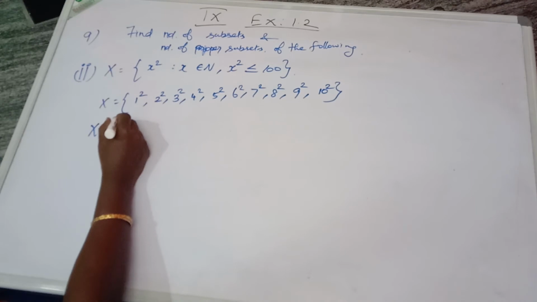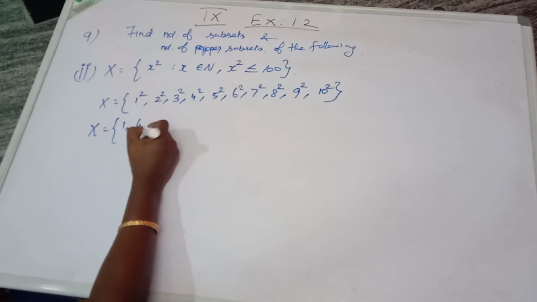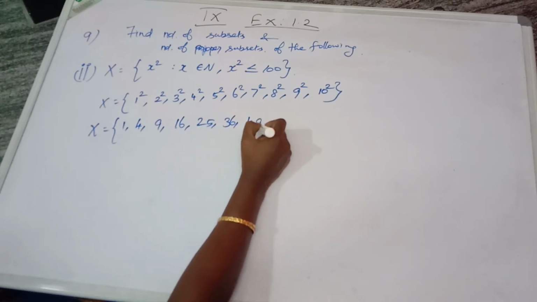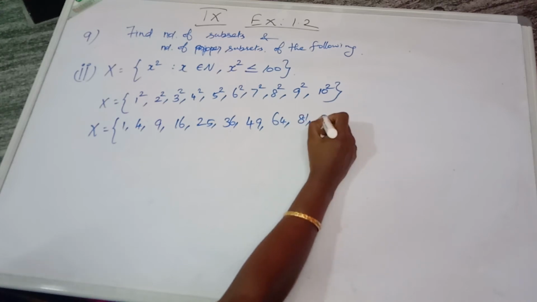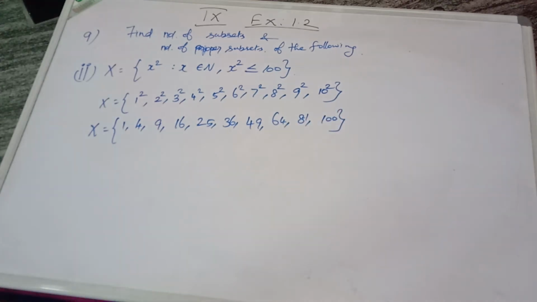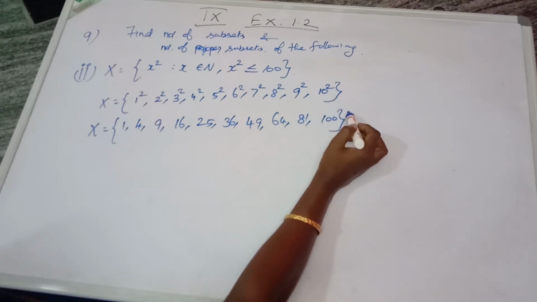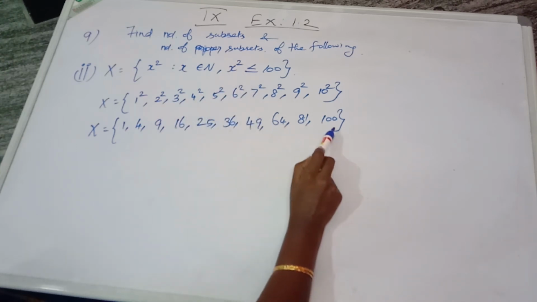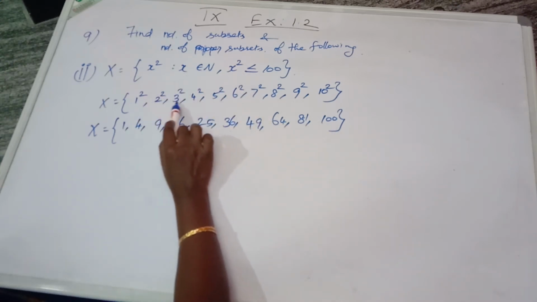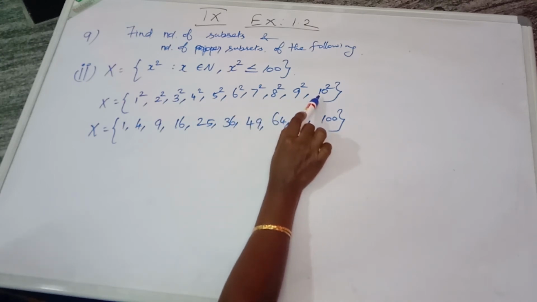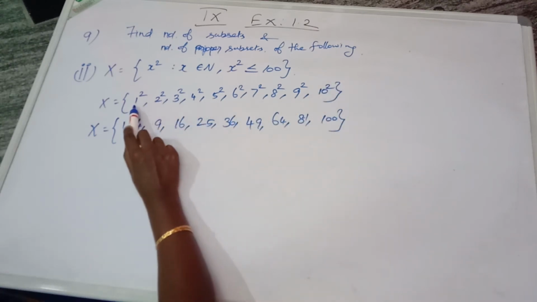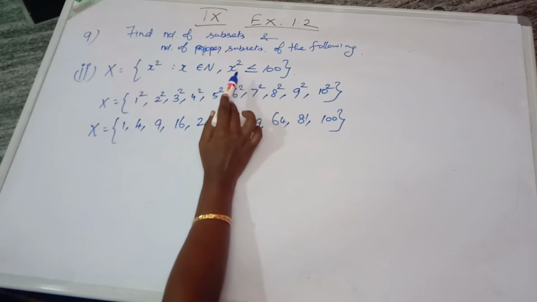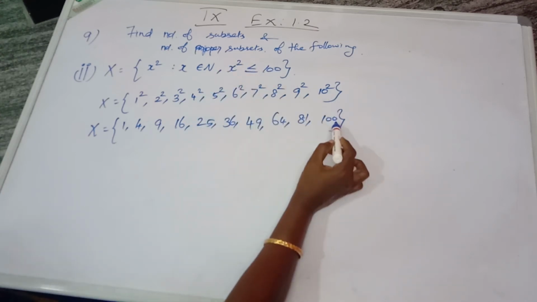So what should be the value? 1 square is 1, 4, 9, 16, 25, 36, 49, 64, 9 square is 81, and this one is 100. If you write 11 square, it becomes 121. These are x square, and that x should be in N, so these are the N values, natural numbers starting from 1 up to 10. If you write 11 square, it does not satisfy this condition, so you have to stop up to this.